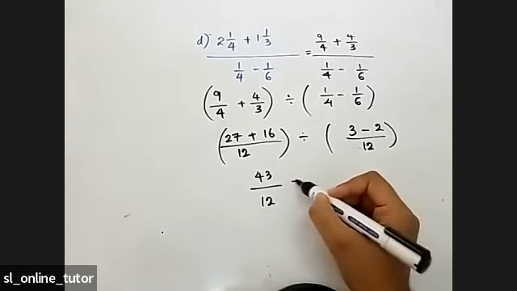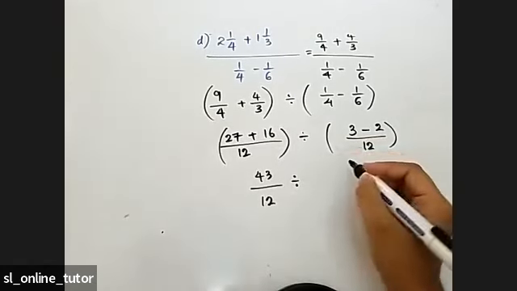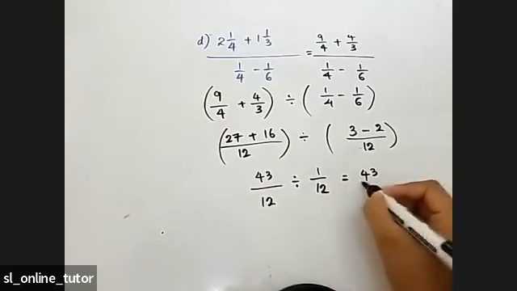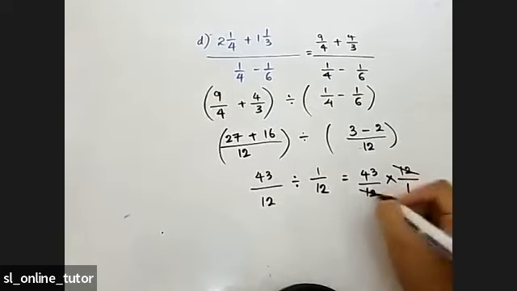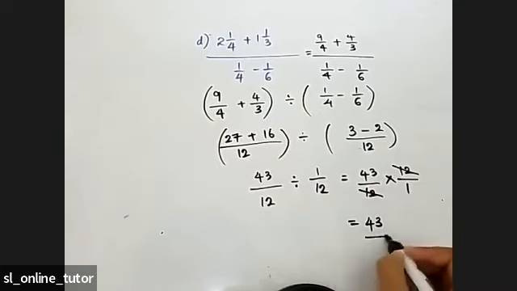So let me write it like this way. Here 1 upon 12. Now I can take the reciprocal. Now can you see? It's cancelling. What's the final answer? 43 upon 1 means 43. That is the final answer.